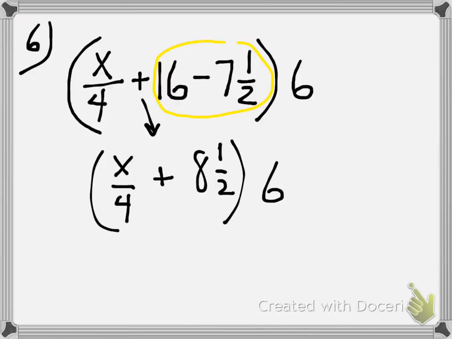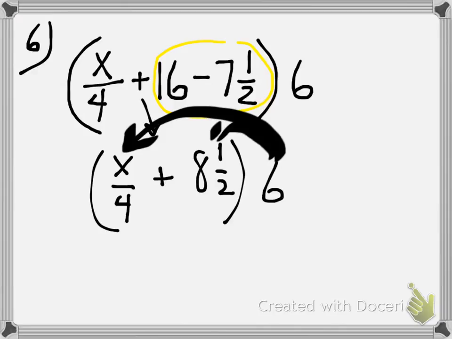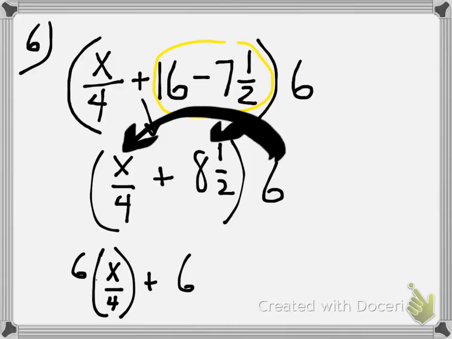Now we can't simplify in here, so what we're going to do is use the distributive property. We're going to multiply each thing inside the parenthesis times 6. So that means 6 times x over 4 plus 6 times 8 1/2.